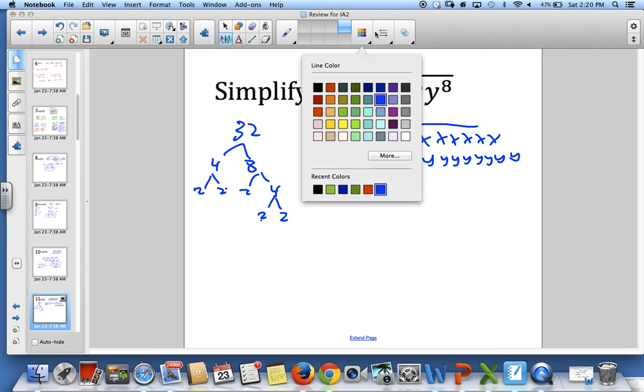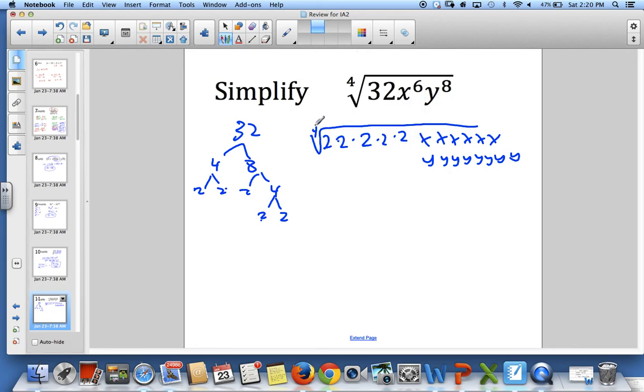And now what we're going to do is circle groups of, in this case, groups of 4. If this were a 3, we'd circle groups of 3. If it were a 5, we'd circle groups of 5. If it were a 2, we'd circle groups of 2. This is a 4, so circle groups of 4. There's 4 together right here, 4 together right here, and 4 together right here, and there's still 4 together here.